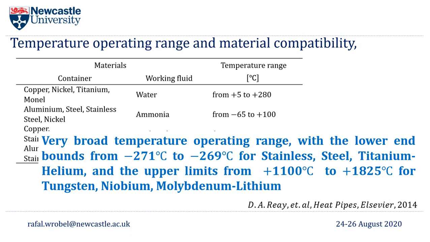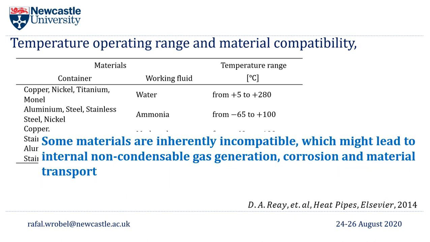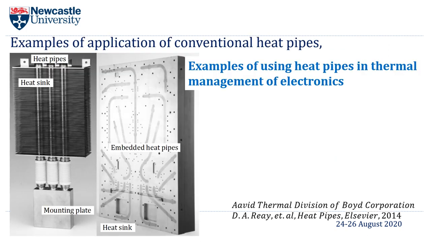In general, the operating temperature range is much broader for heat pipes, as low as approximately minus 271 degrees C, as high as 1800 degrees C. It is also important to note that some materials are incompatible. An example here is aluminium and water, and that might lead to non-condensable gas generation, corrosion, or material transport, which is not desirable for reliable heat pipe construction.